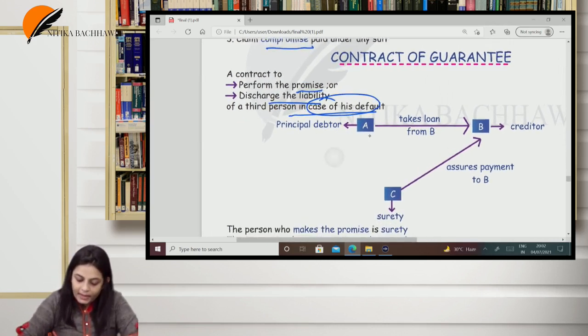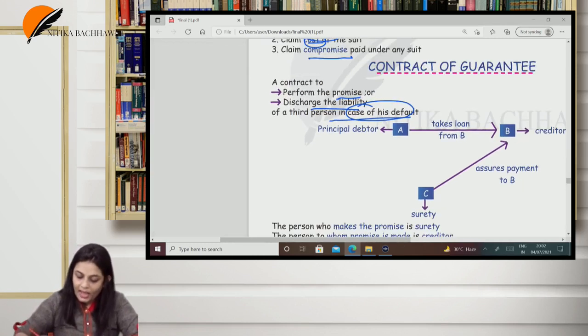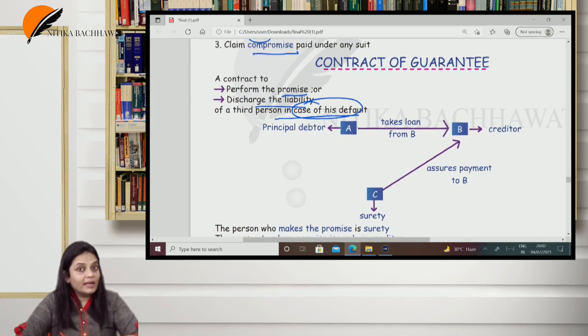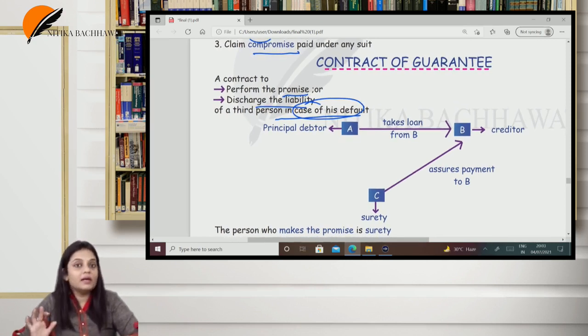So basically let us say A has taken a loan from B. So A becomes the debtor and B becomes the creditor. I repeat again, A had taken a loan from B, so A is the debtor and B is the creditor. We call him the principal debtor. Why? Because he is mainly liable to pay.